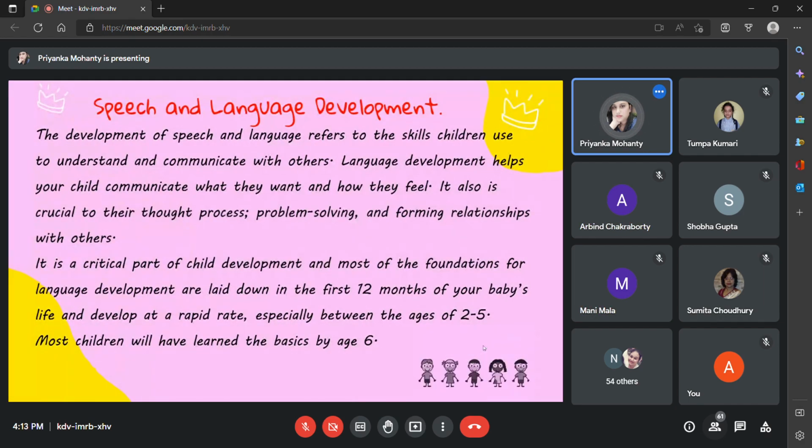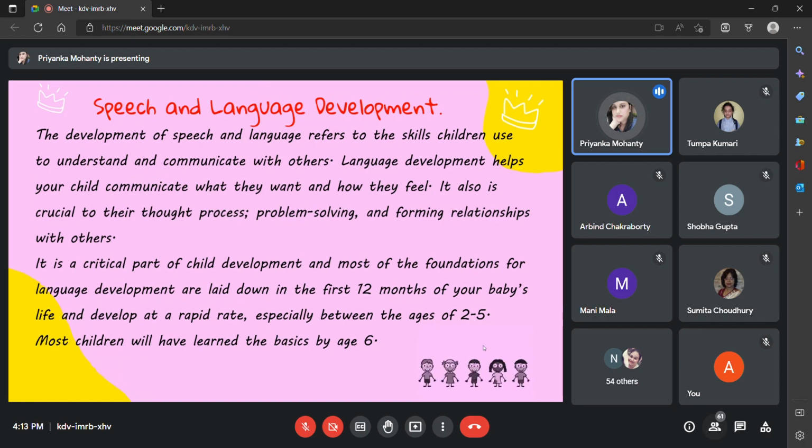What is speech and language development? When the child is born, if we talk to them, they only blink their eyes, wave their hands or smile at us. Slowly, they will start saying a single word, then a sentence, then forming full sentences. They develop this slowly from the age of 12 months. They will be able to relate with two to three words or small sentences.